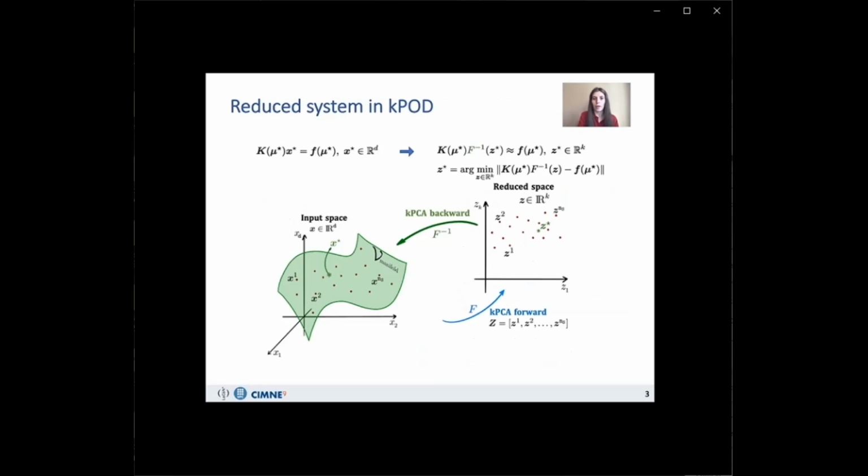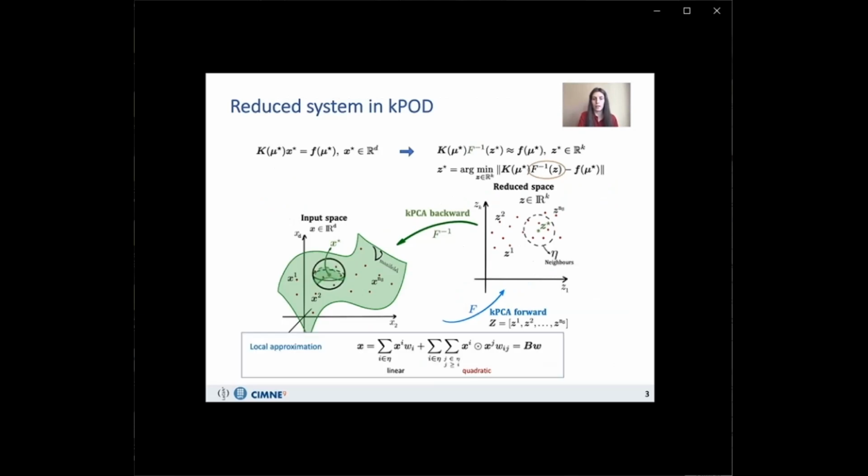we need to choose a description for the nonlinear manifold. Here, for any x in the manifold, we take a local approximation, which is based on a linear combination of neighboring snapshots plus a quadratic contribution given by their cross products. For a given z, we identify its set of neighbors, eta, and we can compute directly the weights value in this expression by imposing the original problem.